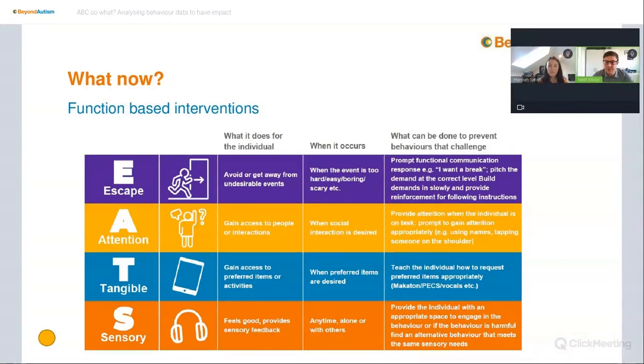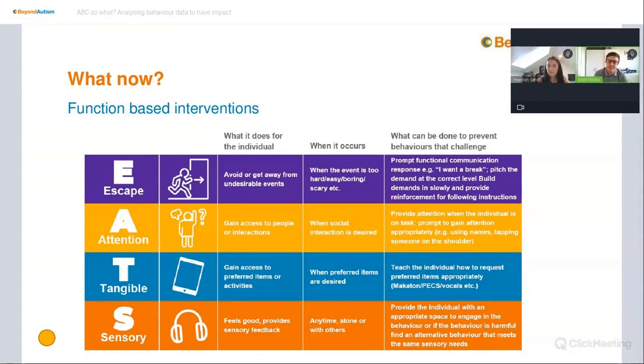For tangible function, again, coming back to that behaviours communication, if someone wants something and they have no way of asking for it, then they're probably going to be engaging in behaviours that we would see as challenging. So teaching them to be able to ask, whether that's through Makaton, through PECS, vocals, just being able to articulate things better, you're going to see that response rather than the behaviours that challenge.